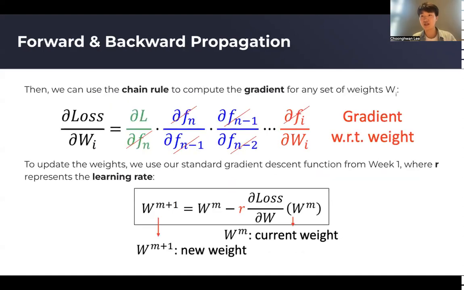And using this logic, we can chain all these gradients together until we reach a layer of our interest. And once we are able to obtain this gradient, we can then use a simple gradient descent algorithm to update the weights. So the new weights for layer i are going to be the old weights Wi minus some learning rate R times the gradient of our loss function with respect to the current weights.